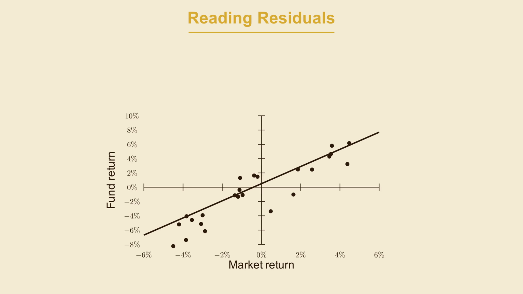So picture that scatter plot one more time. The line is our best straight line summary of the whole cloud, and the vertical distance from each dot to that line is that month's error. How far off that line that particular month landed? A month sitting right on the line has almost no error, and a month sitting far above or below the line has a very big one.